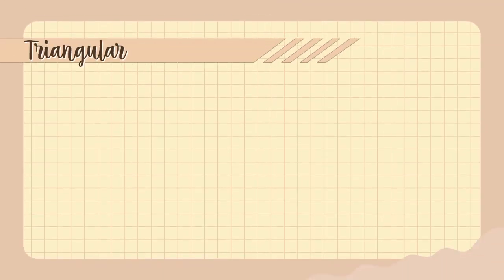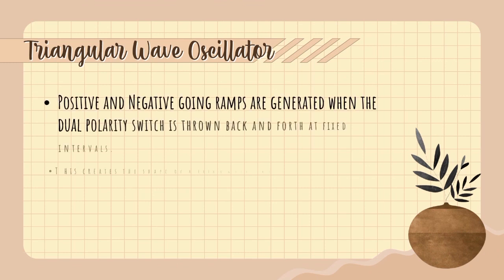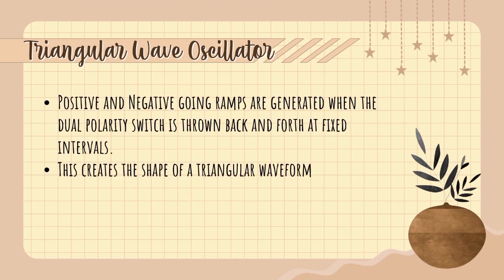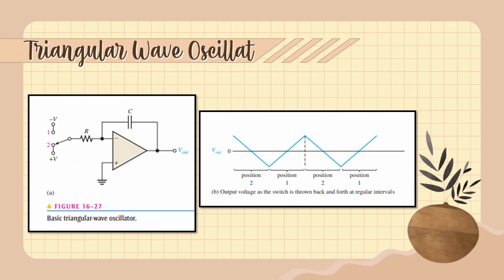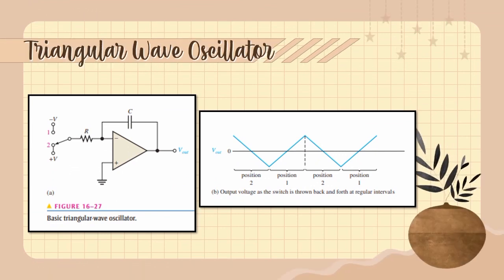So next is the triangular wave oscillator. A triangular wave oscillator is a type of oscillator that generates positive and negative going ramps when the dual polarity switch is thrown back and forth at fixed intervals, which creates the shape of a triangular waveform. The basic idea of the triangular wave oscillator is illustrated in figure 16-27a, where a dual polarity switch input is used.